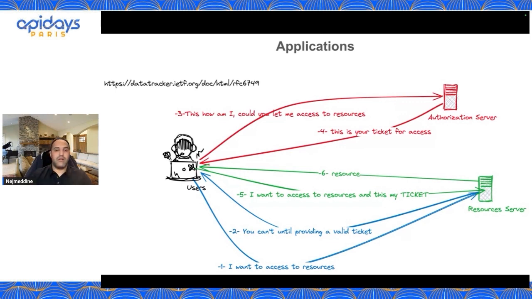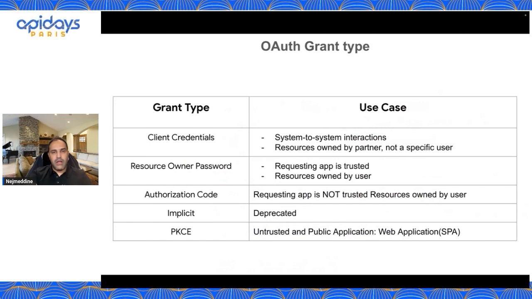Let's call it a token from now, from the authorization server. After verifying that you have the authorization to get these resources, the authorization server will deliver to you this access token, and using this access token you will be able to get the resources from the resource server. I told you also that we have grant types, and depending on the use case, you need to use one of these grant types.